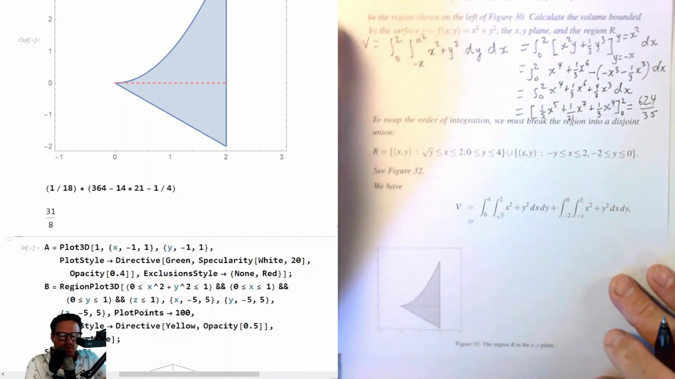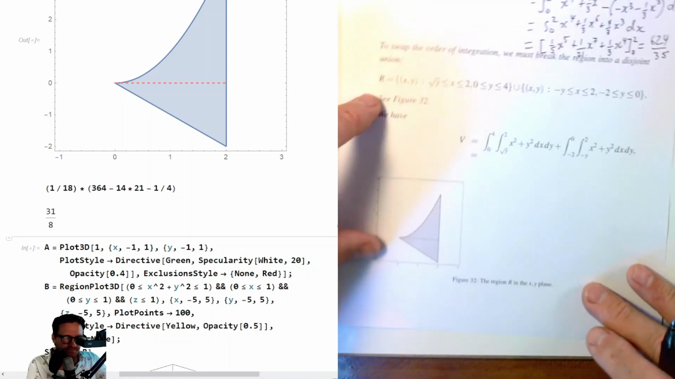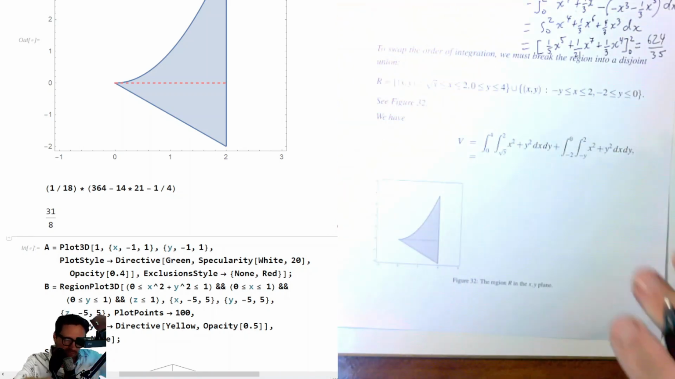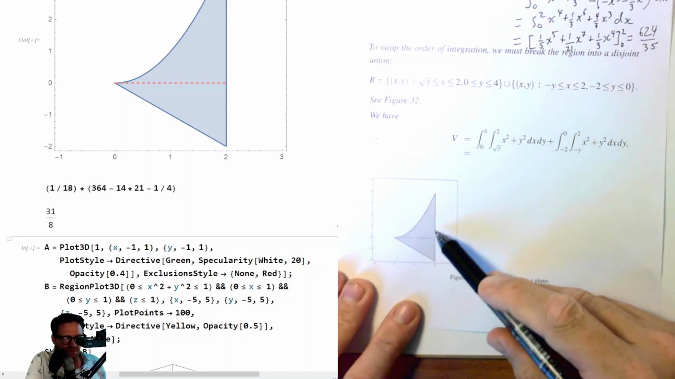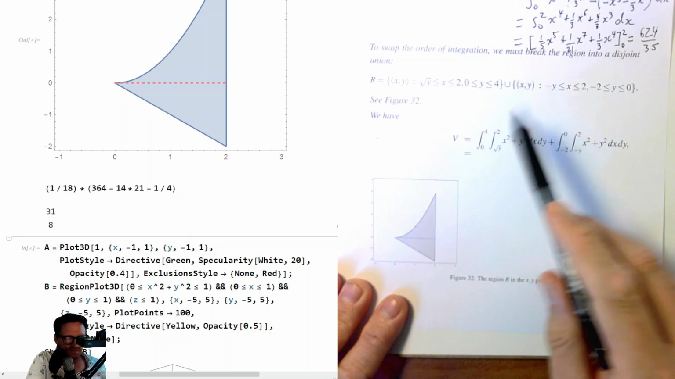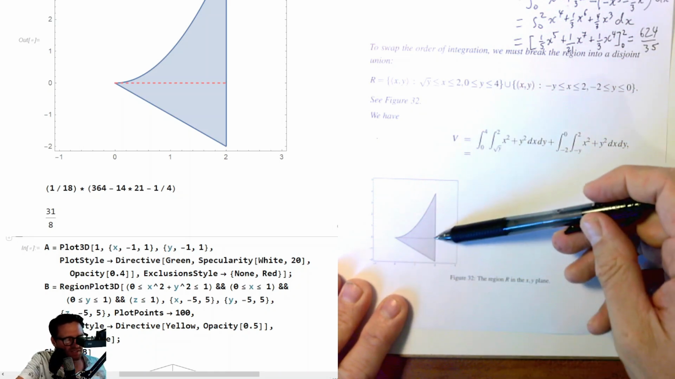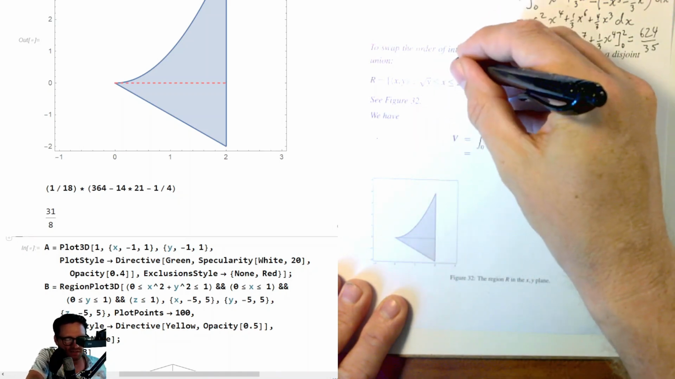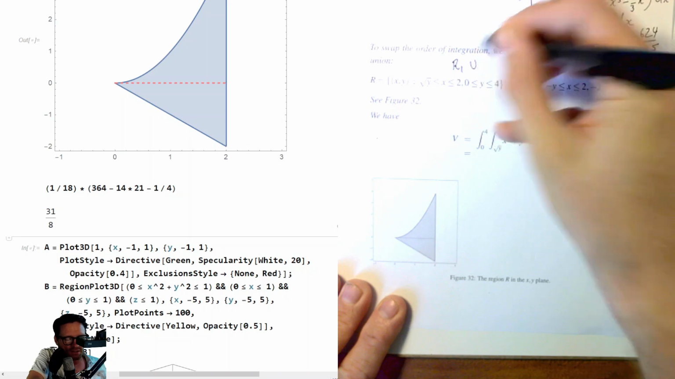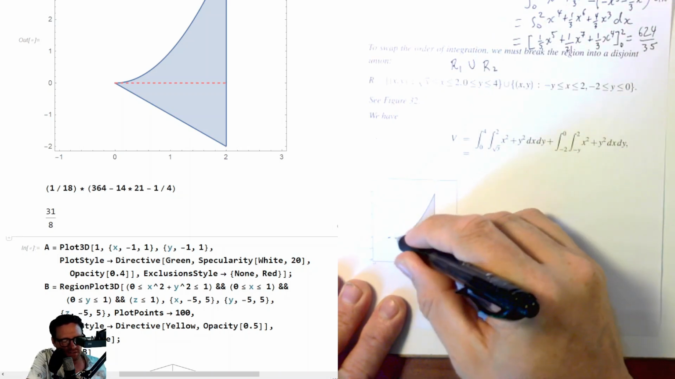Okay, now to swap the order of integration, well, this is quite tricky now because you've got to view this region as a disjoint union of two regions. So the first one, where y goes from 0 to 4, would be this region, and so let's call this R1 union R2.